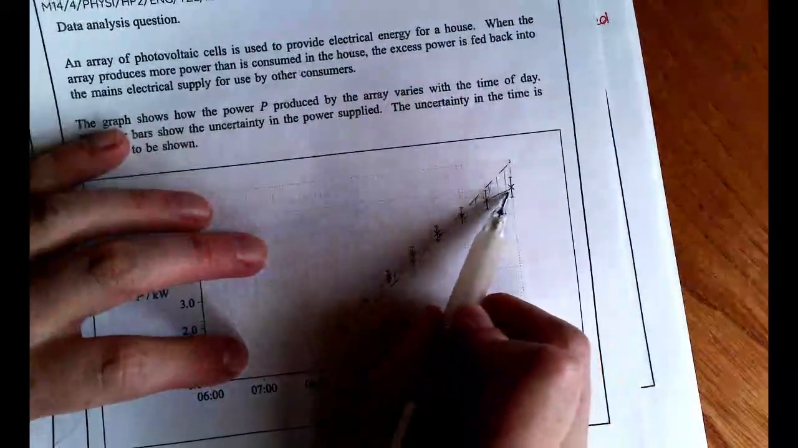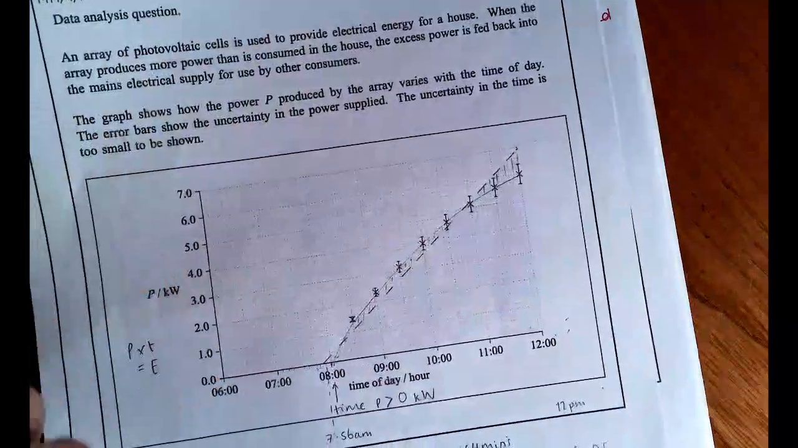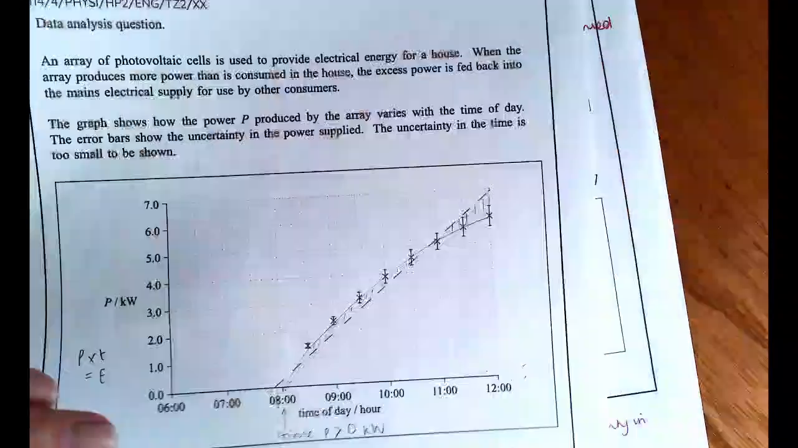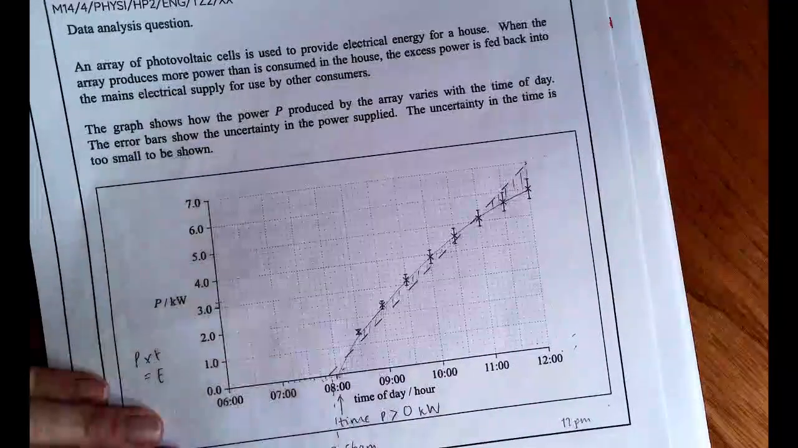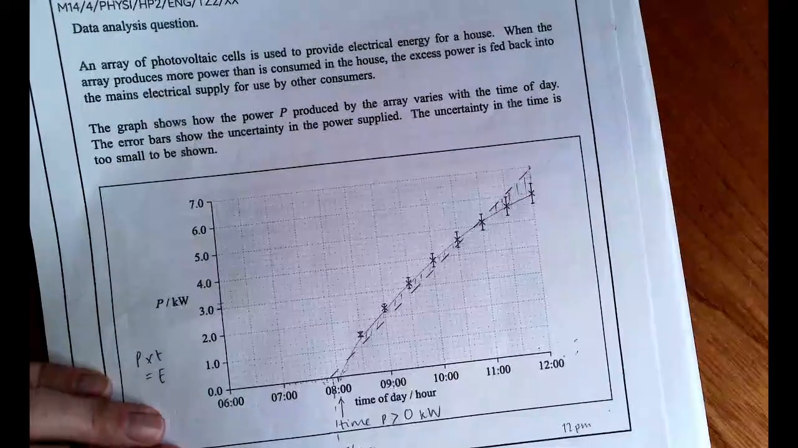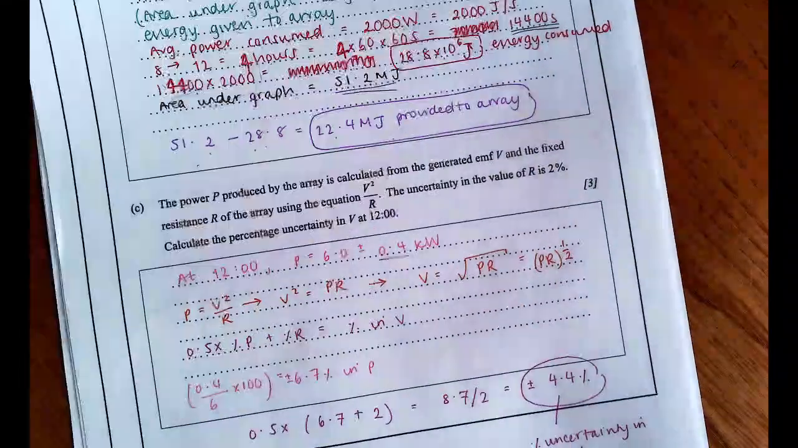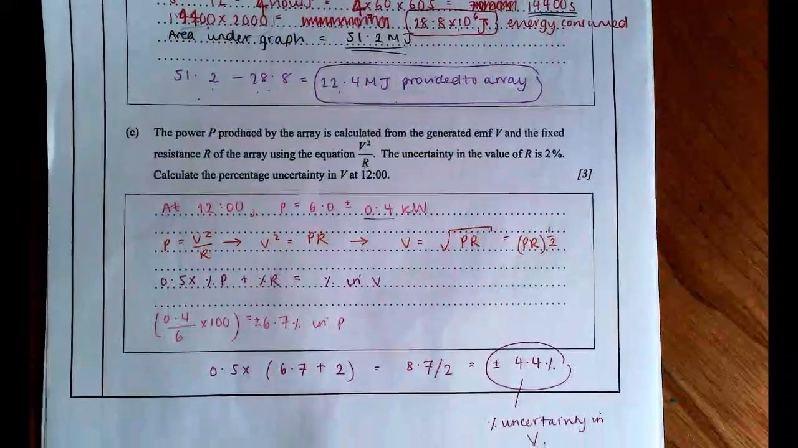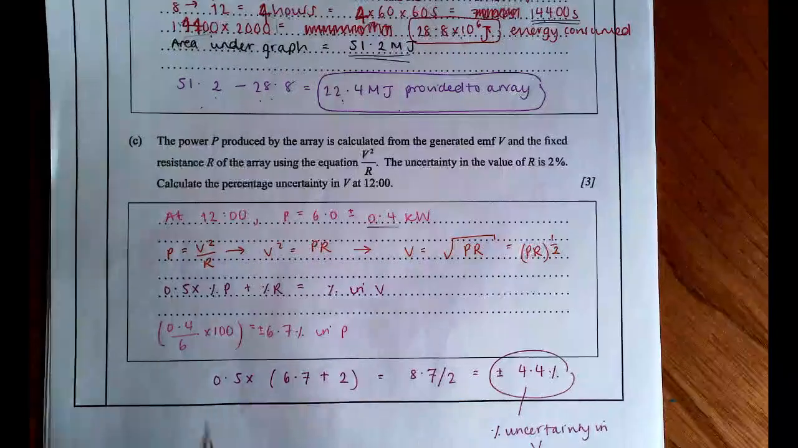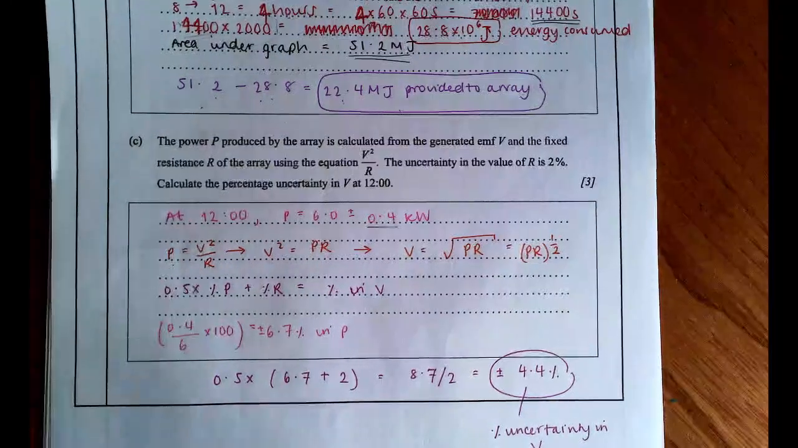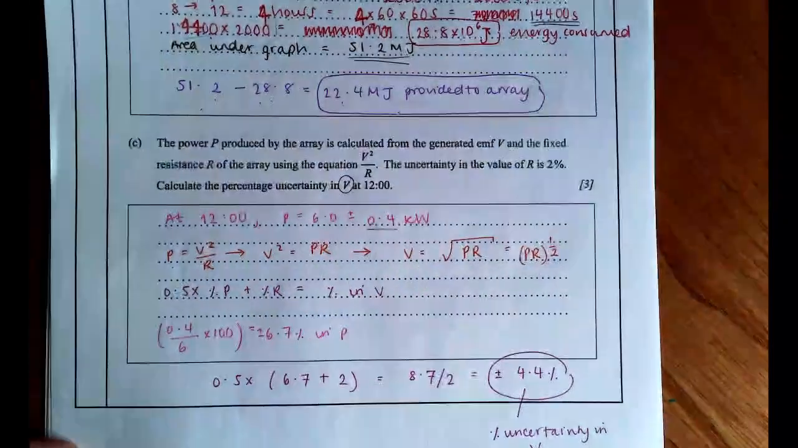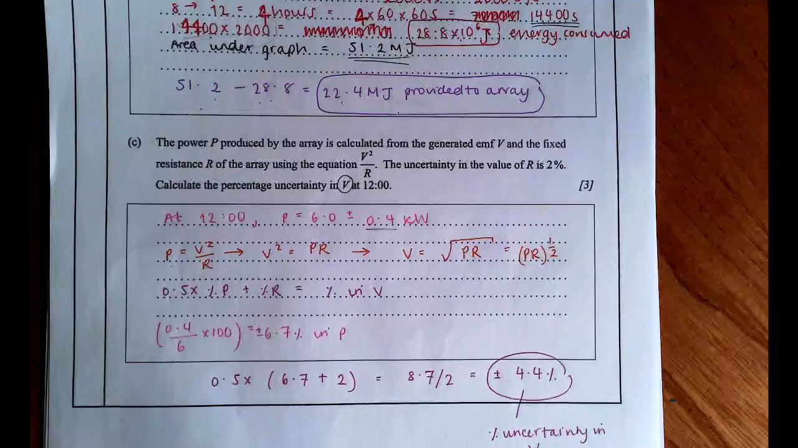And you can hopefully see that that's 2 small squares, which gives us plus or minus 0.4 kilowatts, because each small square is worth 0.2, and we've got plus or minus 2 of those squares. Okay, so I know that my power at 12 was 6 plus or minus 0.4 kilowatts. It tells us that power is equal to V squared over R, but it's asking for us to give a value for the percentage uncertainty in V.